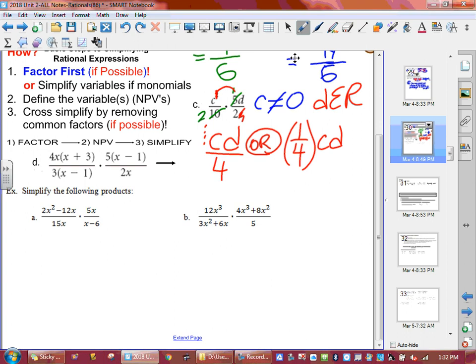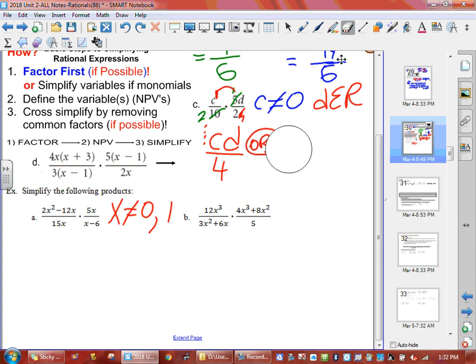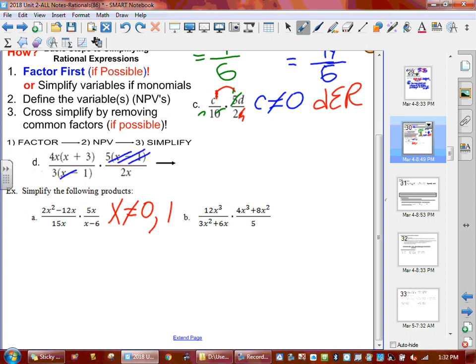Okay? I'm just going to erase my CDs here so I can go across. So, now we can start canceling. I see automatically I have an identical bracket top and bottom. They're gone. Now we can take our x's on the outside of brackets. So we have an x on the outside of brackets on top, and we have an x on the bottom.